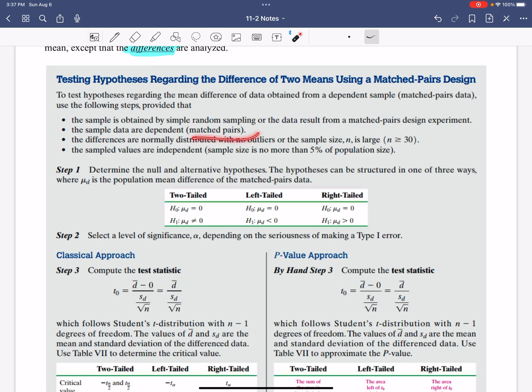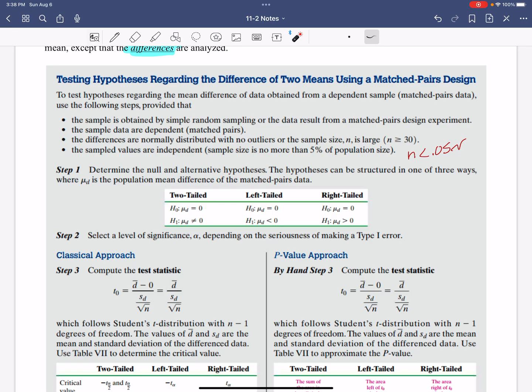The big kicker to this one is that we're talking about matched pairs, and the sample values themselves are independent because the sample size is no more than 5% of the population. We keep going with what we already know: the sample has to be less than 5% of the population. The key to these is that this is a dependent matched pairs design.